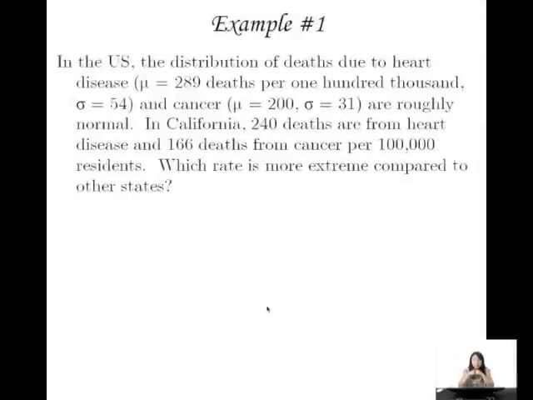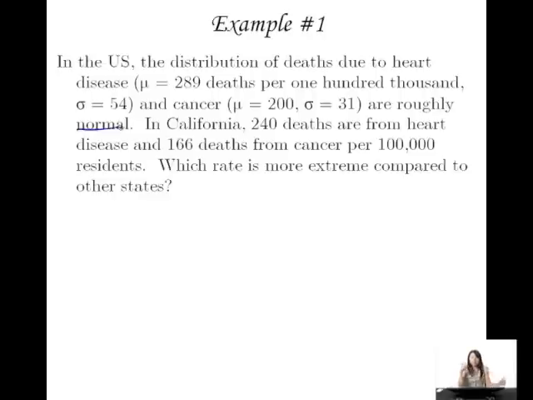Now let's do some problems. Here's example 1. In the US, the distribution of deaths due to heart disease, a mean of 289 deaths per 100,000, standard deviation of 54, and cancer, a mean of 200, standard deviation of 31, are roughly normal. That's very important. Okay, so we know that we could use our normal distribution stuff. In California, 240 deaths are from heart disease, and 166 deaths are from cancer per 100,000 residents. Which rate is more extreme compared to the rest of the states, the average for the US?